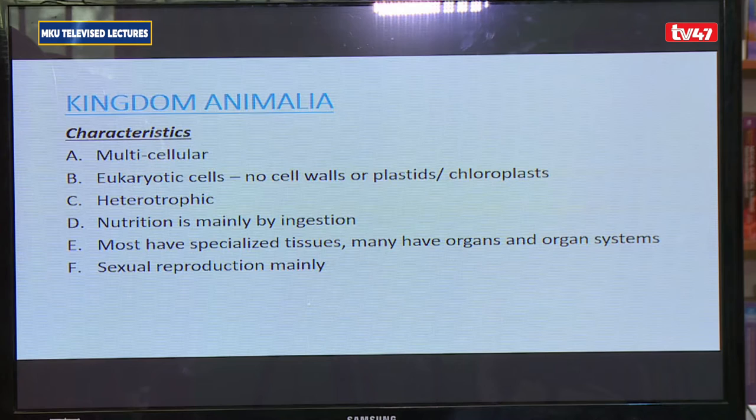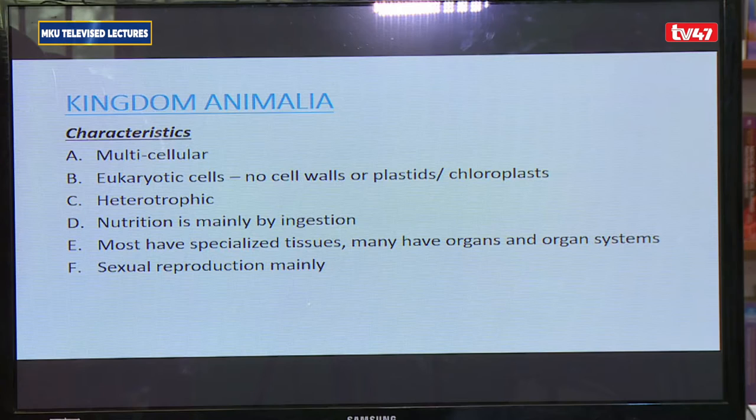They don't synthesize their food material. And as they obtain organic food material from other organisms, they do so by taking it in, so to speak. So therefore you say they have heterotrophic nutrition, and their nutrition is mainly by ingestion. Ingestion meaning to take in.